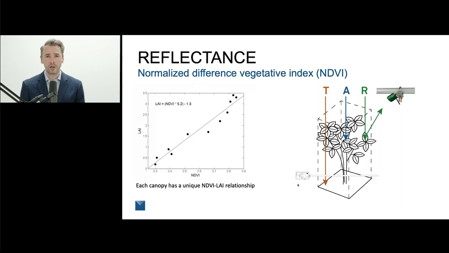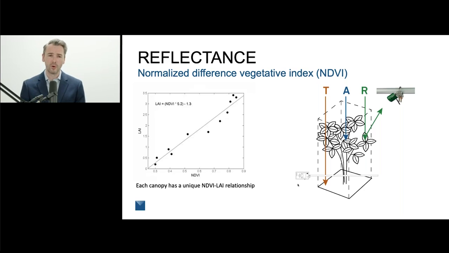If you do that over the course of one growing season, you then have this relationship. So in the future, you can simply take out your NDVI sensors, point them at your canopy, and get simultaneous measurements of NDVI and LAI. And so this can be very powerful for continuous monitoring, but sometimes it's just not possible to develop that relationship between NDVI and LAI in the time frame that you want.